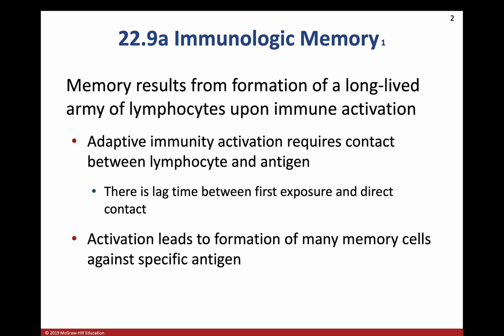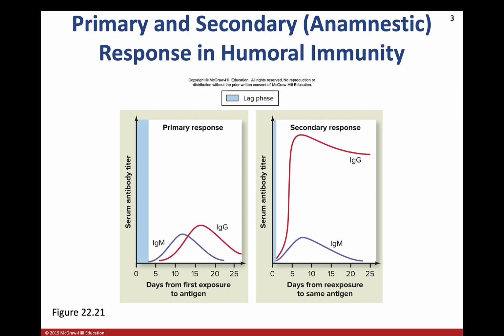Now, adaptive immunity activation requires contact between the lymphocyte and the antigen. There is a lag time between first exposure and direct contact. The activation actually leads to the formation of many memory cells against specific antigens. Here we can actually see the difference.